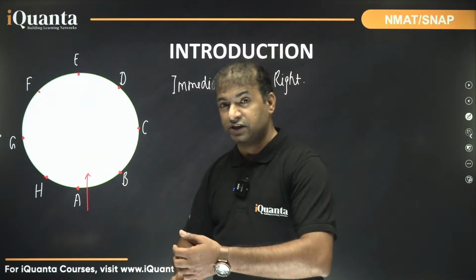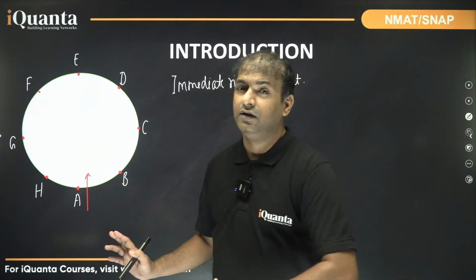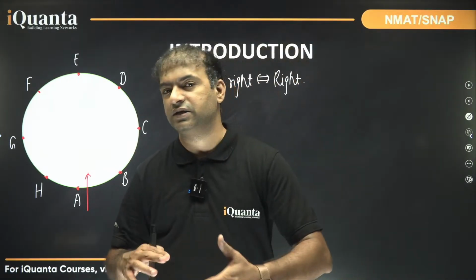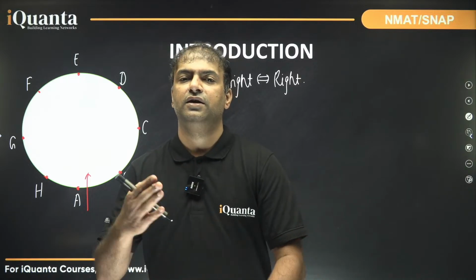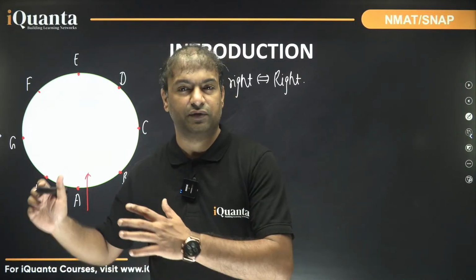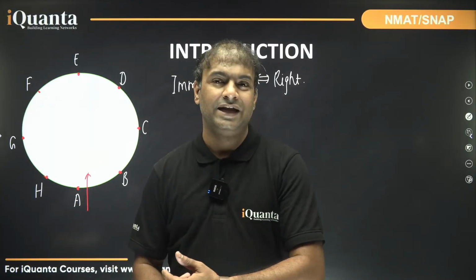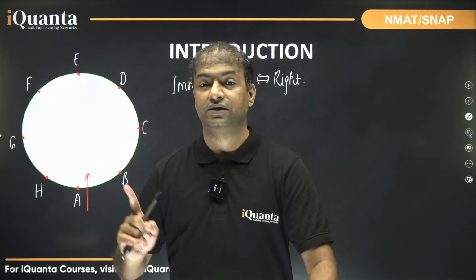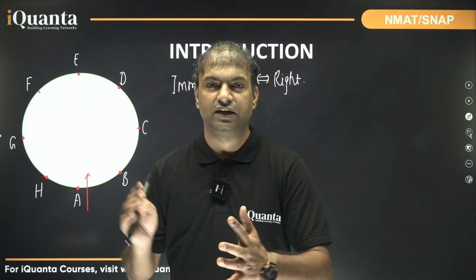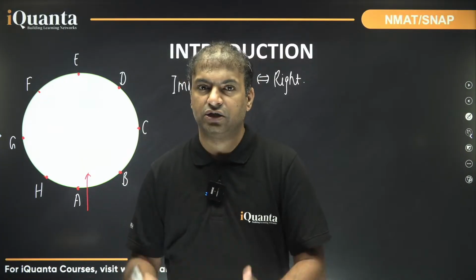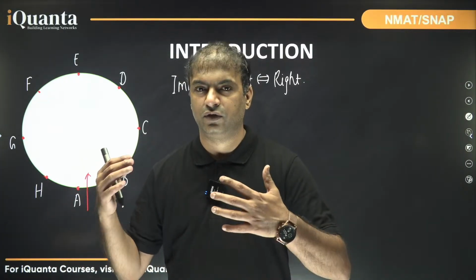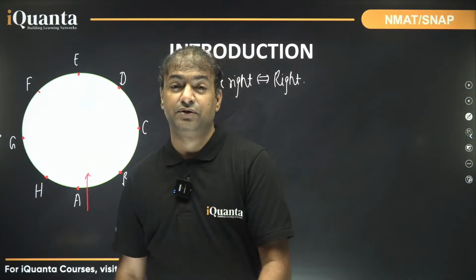So if in a question they are saying right in circular, right? You can consider that right means nothing but immediate right, okay? Right means nothing but immediate right. This is something which you have to remember. This is kind of a rule you can say, right? In circular it is a rule. In linear there was no such rule, but in circular there is a rule that if they are saying right, right means immediate right. We have to conclude right as immediate right.